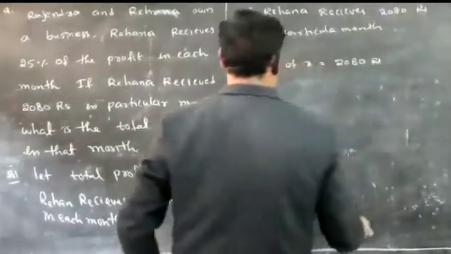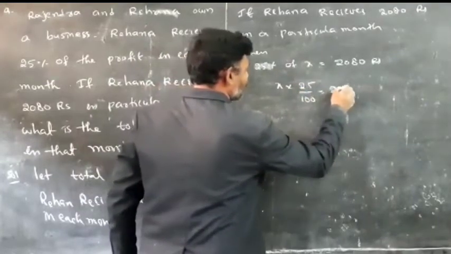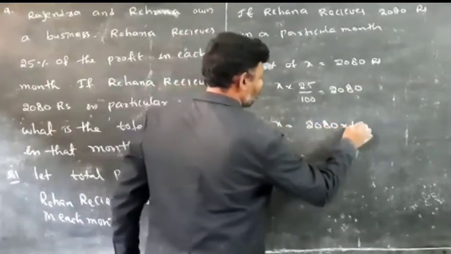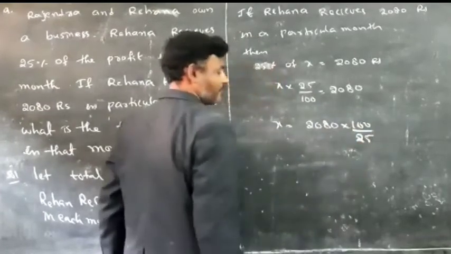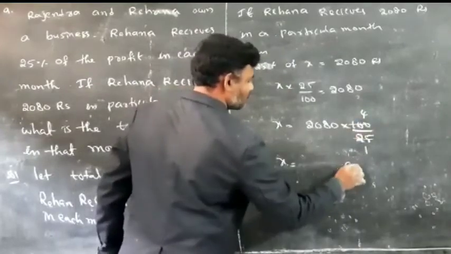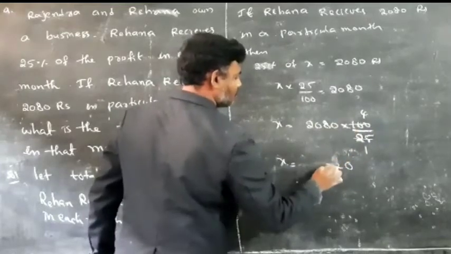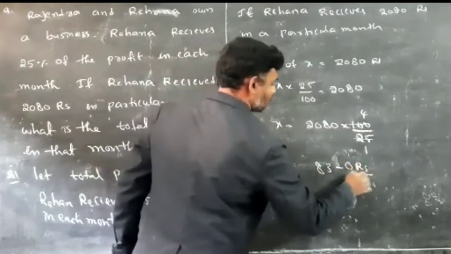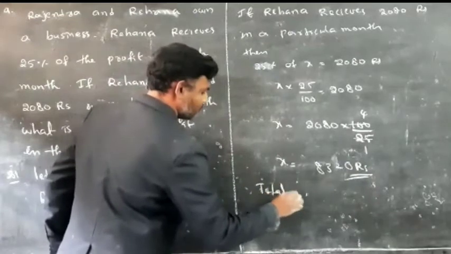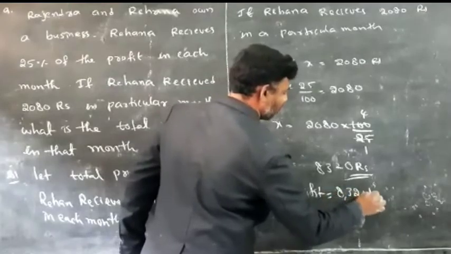Then what can we do here? X into 25 by 100 is equal to 2080. Then X is equal to 2080 into 100 by 25. 25 ones are 25, 25 fours are 100. Now X is equal to 4 zeros are 0, 4 eights are 32, 4 twos are 8. So what is the total profit? 8,320 rupees is the total profit.